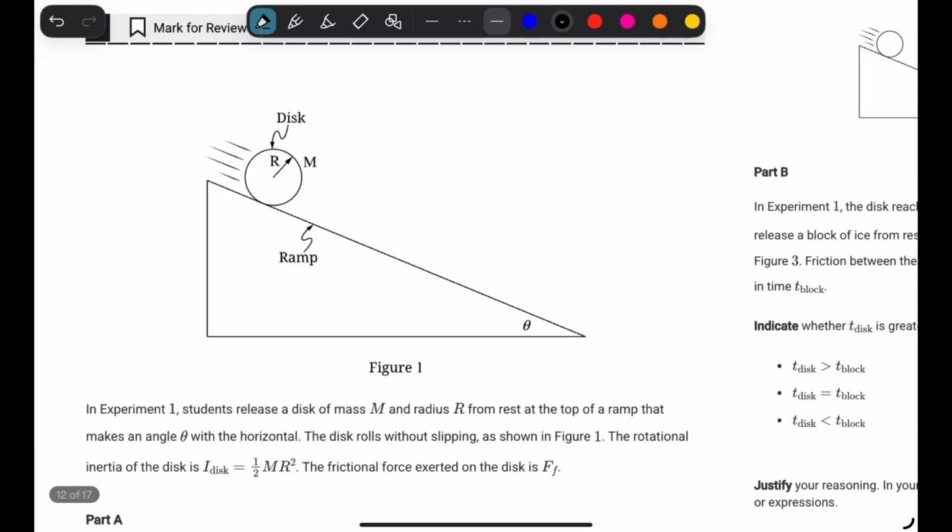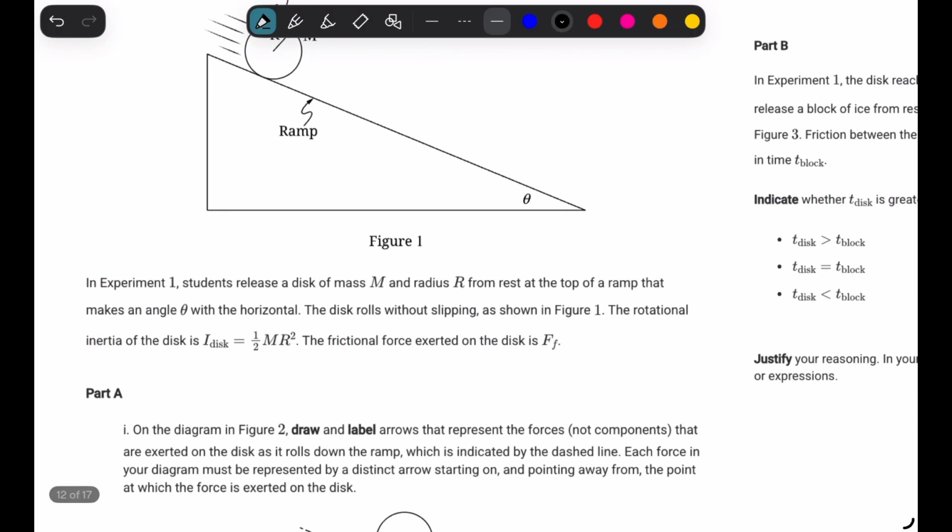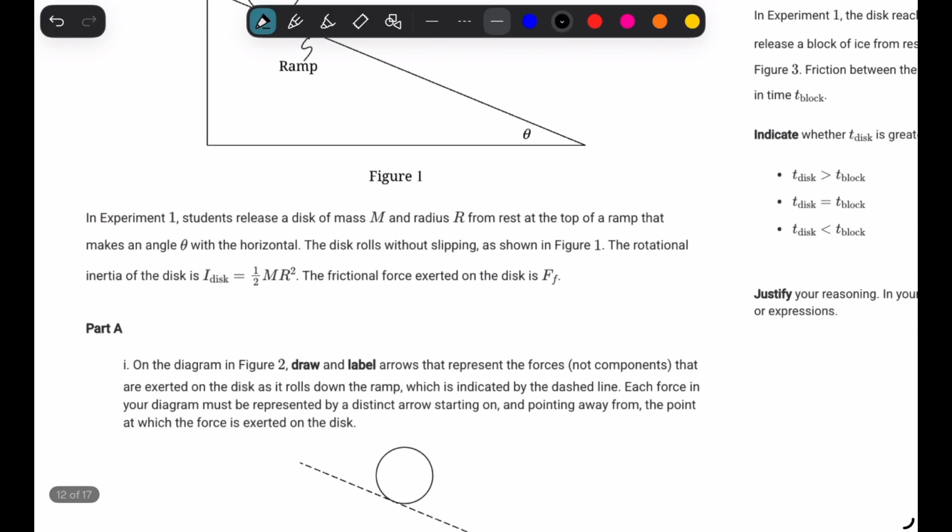In this video, we're going to be doing a Mathematical Reasoning FRQ for AP Physics 1. In experiment 1, a student releases a disk of mass m and radius r from rest at the top of a ramp that makes an angle theta with the horizontal. The disk rolls without slipping as shown in figure 1, and the rotational inertia of the disk is 1/2 mr squared. The frictional force exerted on the disk is equal to the force of friction.